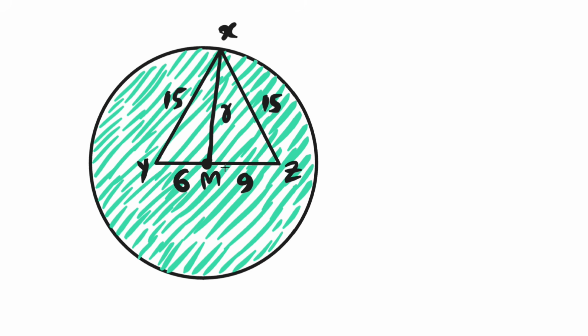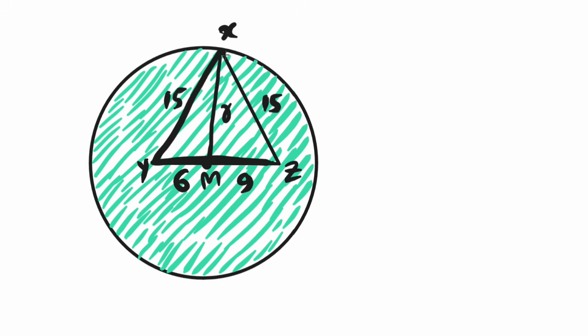Notice how useful this is. If we can find R squared directly, then we can immediately substitute it into the circle area formula without ever taking a square root. Now, let's use the information about the triangle.